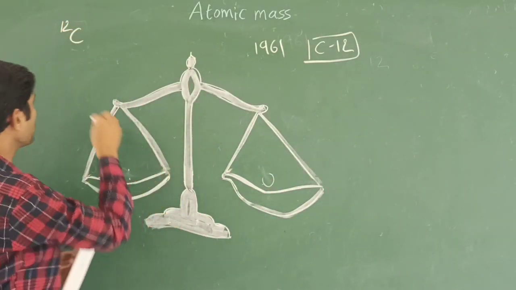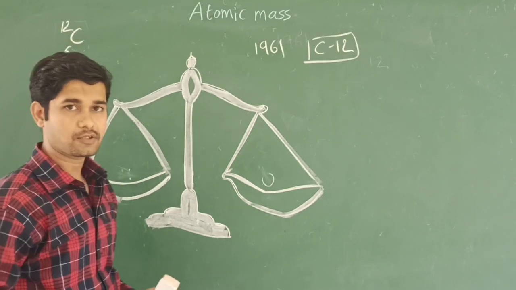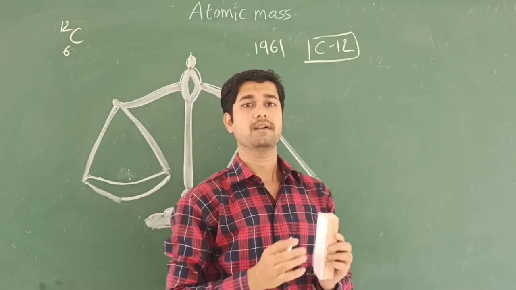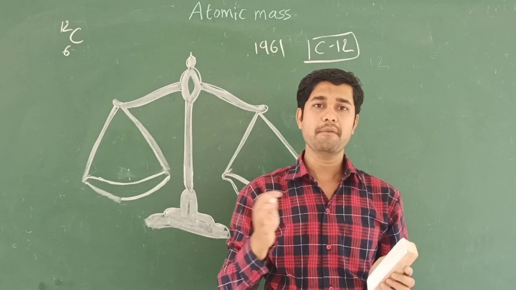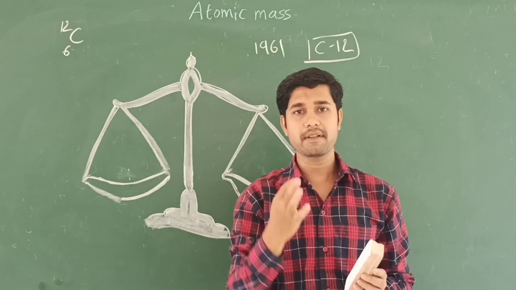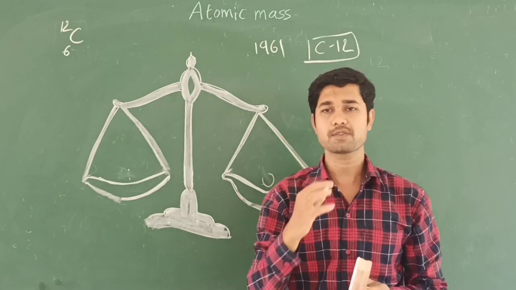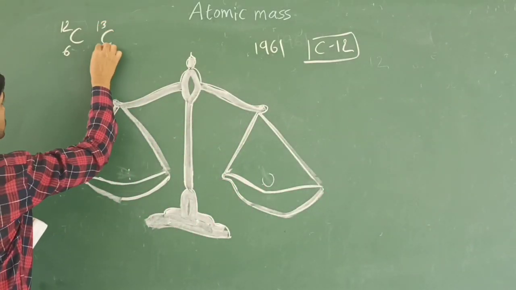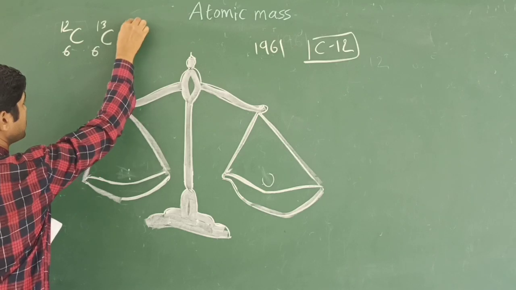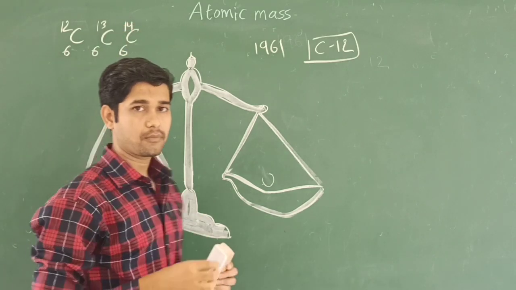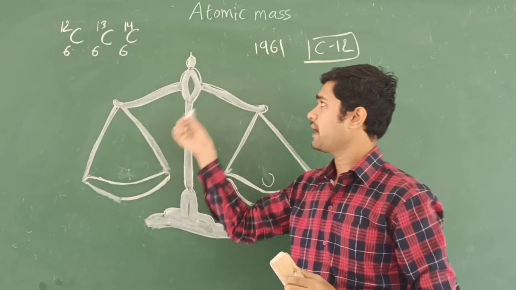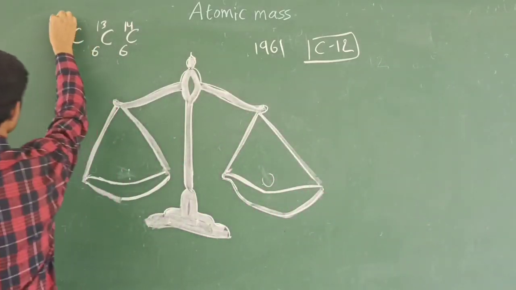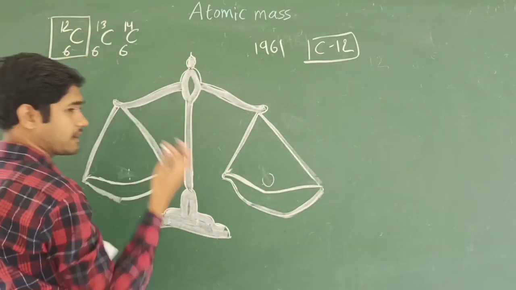One more thing: isotopes. Isotopes are the same element having the same atomic number but a difference in atomic mass. That's why carbon exists in three types of isotopes: carbon 12, carbon 13 and carbon 14, but its atomic number is the same. They consider carbon 12 as a standard unit, like the 1 kg stone.